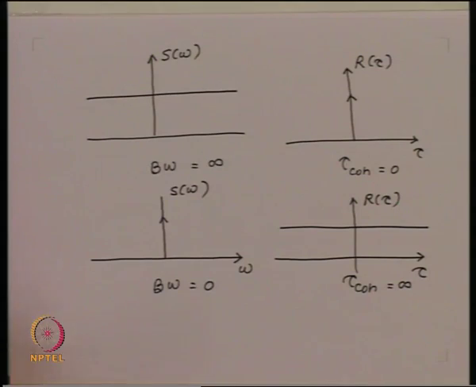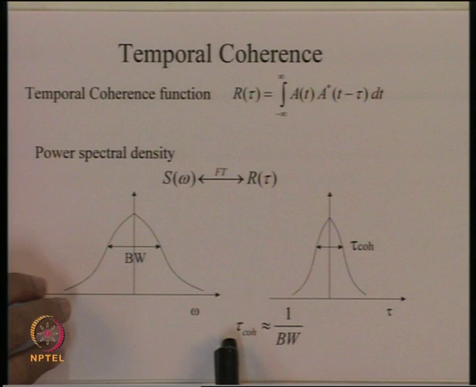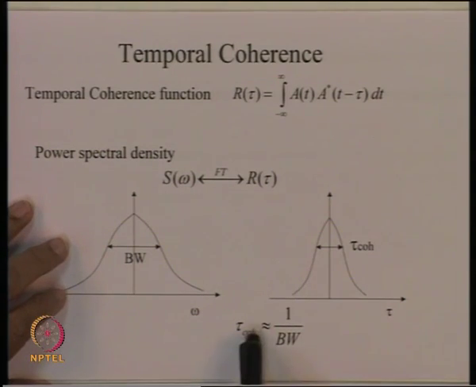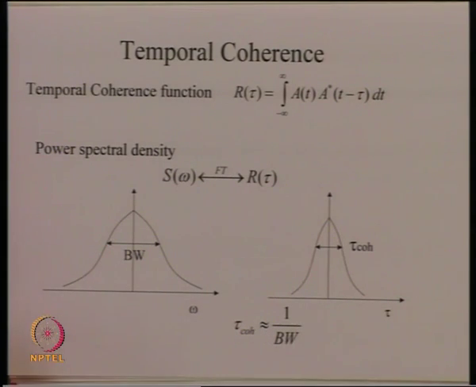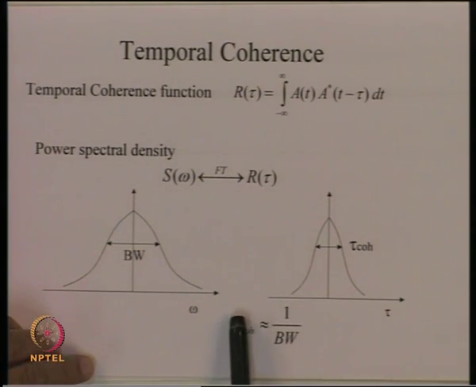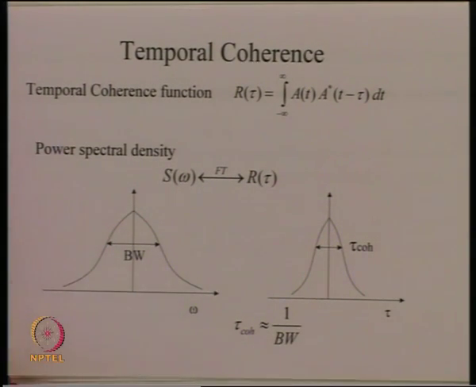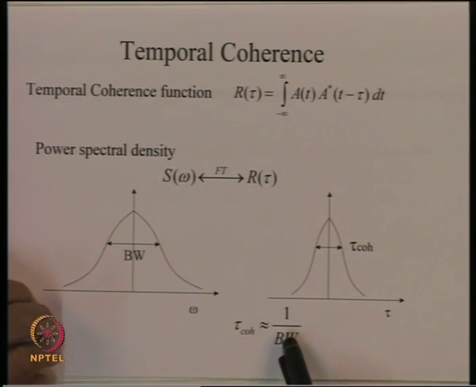In practice, we neither have this situation nor have this situation. So, we have a certain bandwidth and we have a certain coherence time for the radiation. But the important thing to note is that they have inverse relationships. So, higher the correlation in the radiation means tau coherence is small, that means the bandwidth is large. So, if this quantity is small, then the bandwidth will be large. If this quantity is large, that means you will be able to predict the signal over very long distance, the bandwidth will be very, very small.